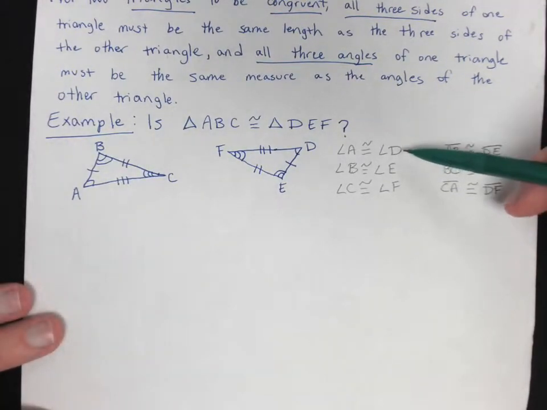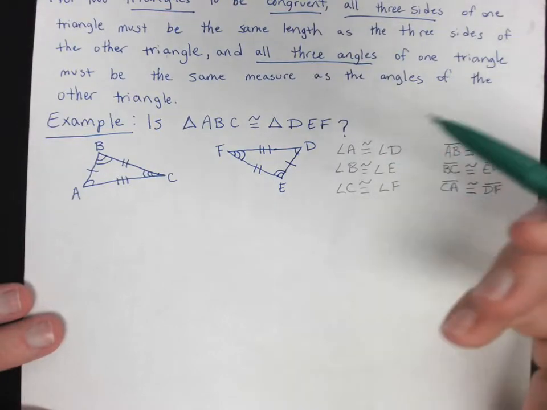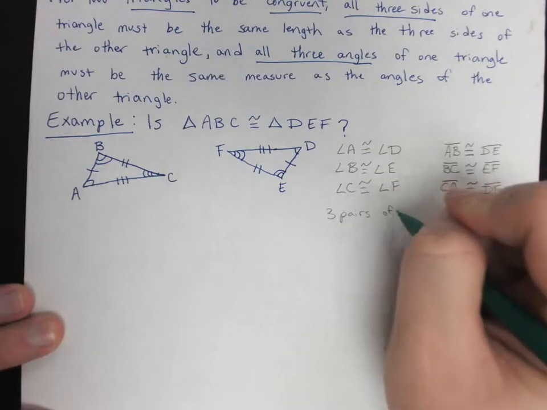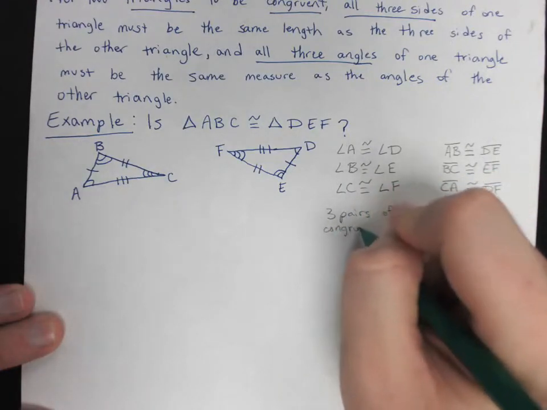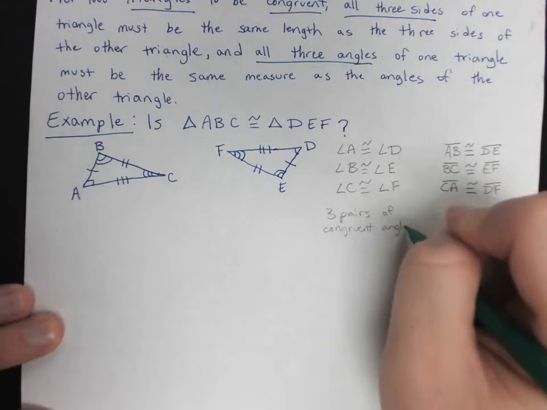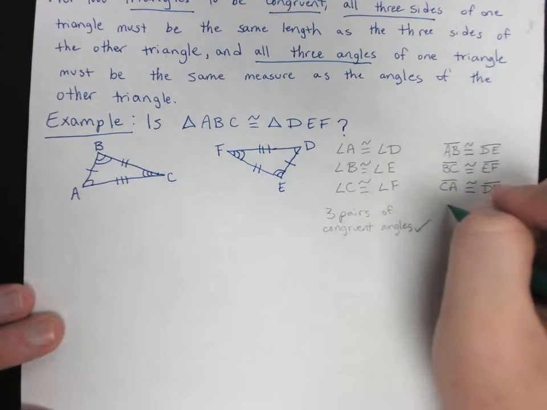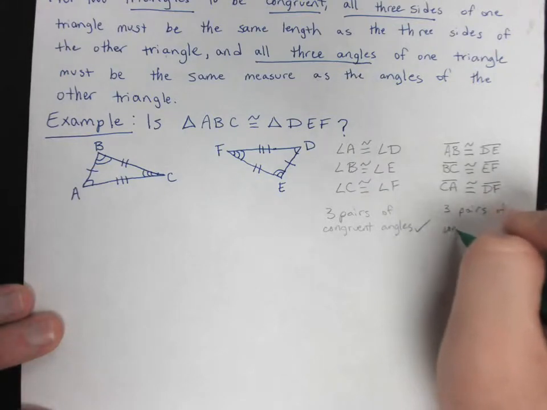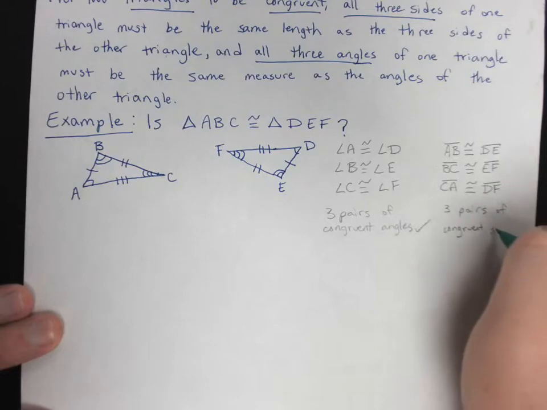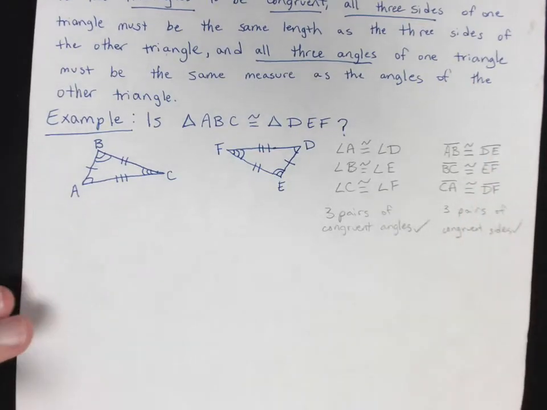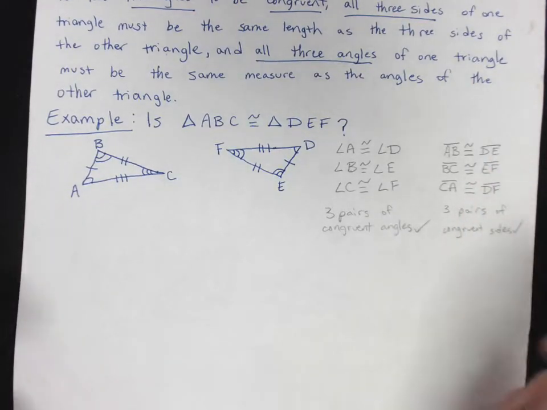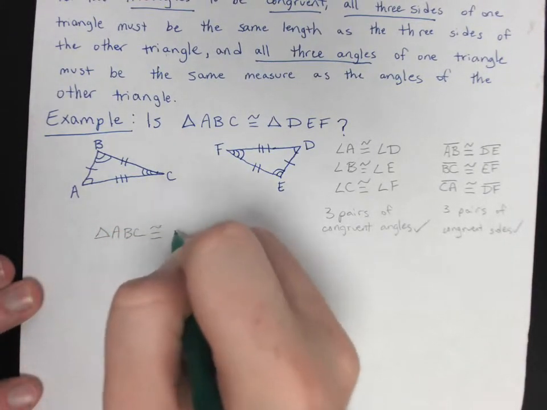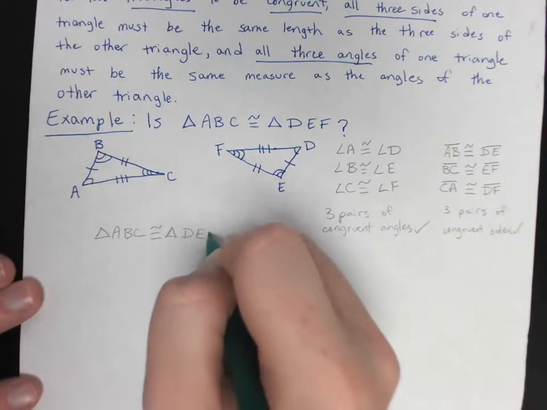All right, so do we have 3 pairs of congruent angles? Yes. Check. 3 pairs of congruent angles. Do I have 3 pairs of congruent sides? Yes, I do. So check that off. So what that tells us is that yes, triangle ABC is congruent to triangle DEF.